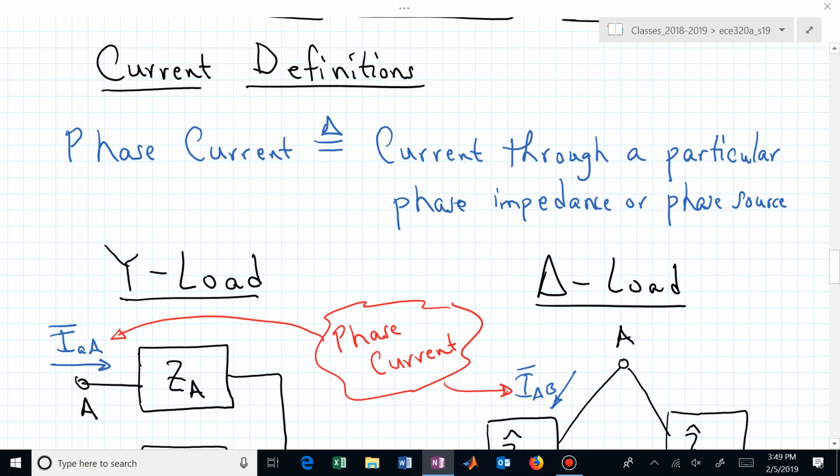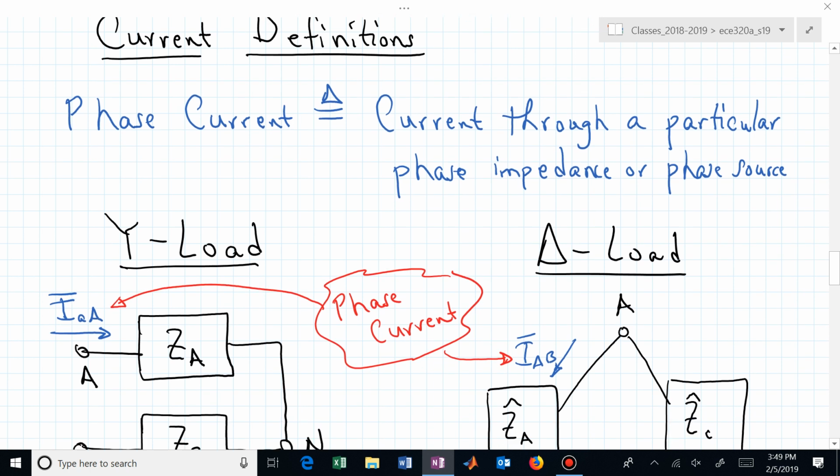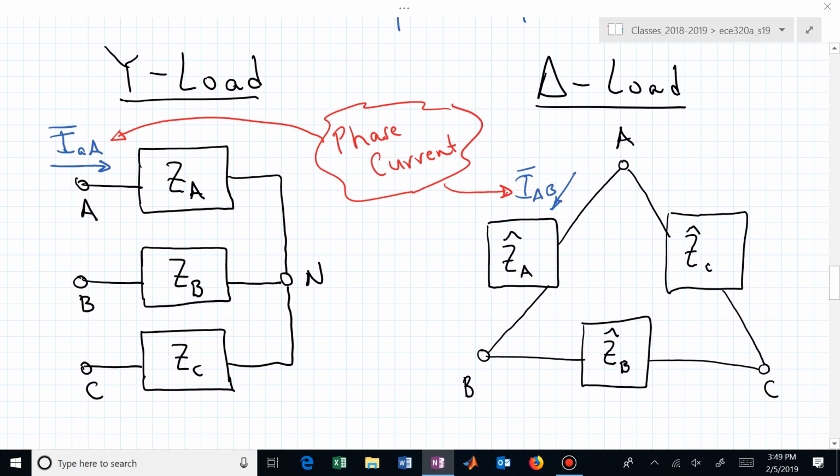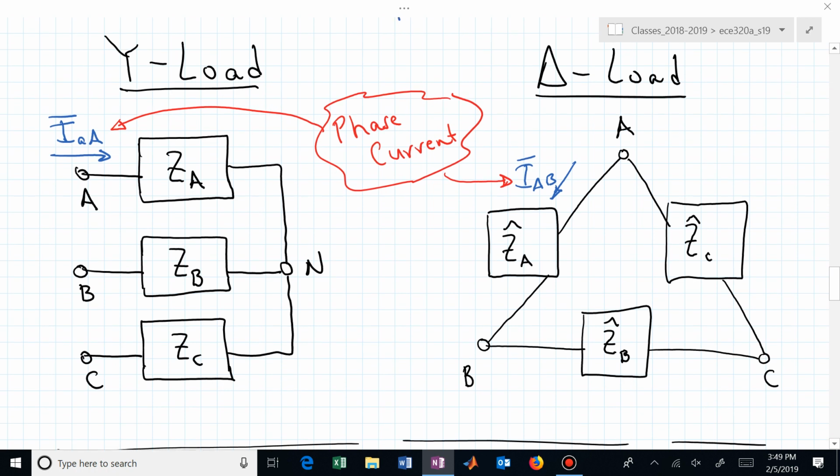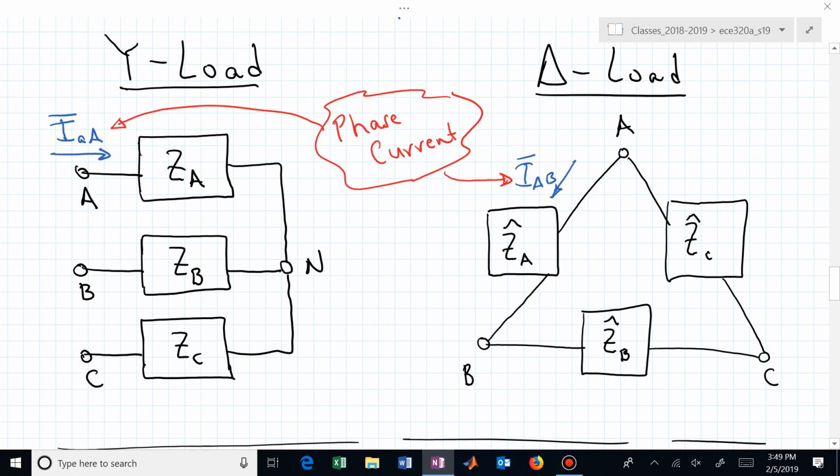So we have the two possible interconnections, and to be consistent, I'm looking at it from the load perspective. The Y load phase current is the current going through the particular impedance in that phase. In this case, that would be I sub A, little a, capital A. That would be the phase current in the A phase.